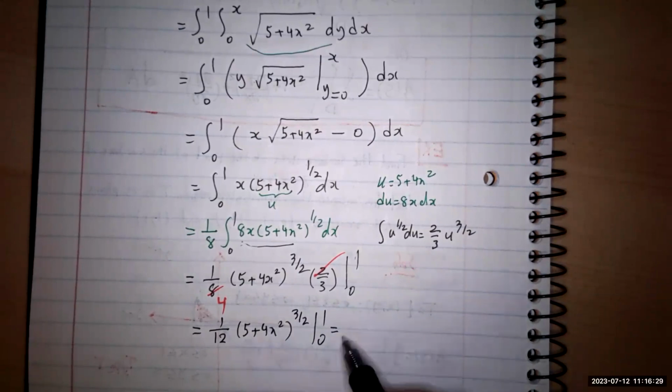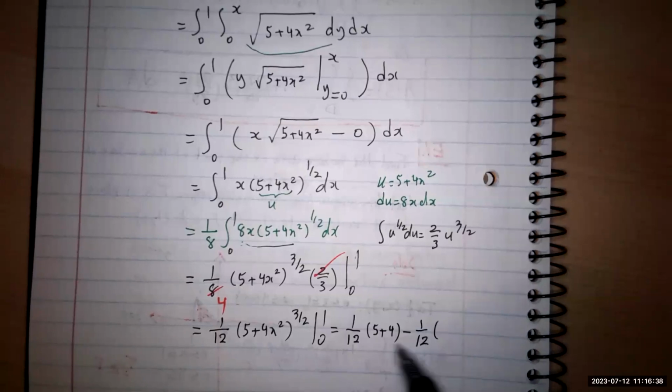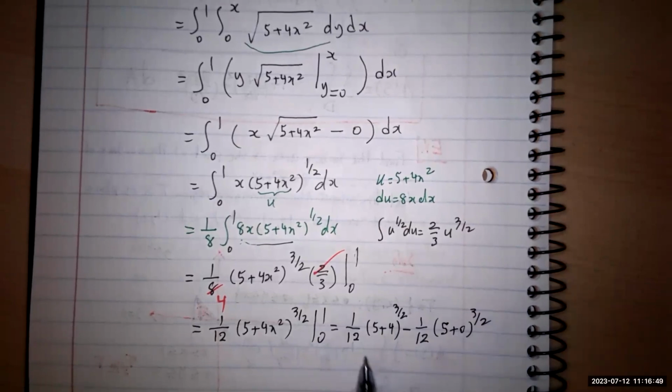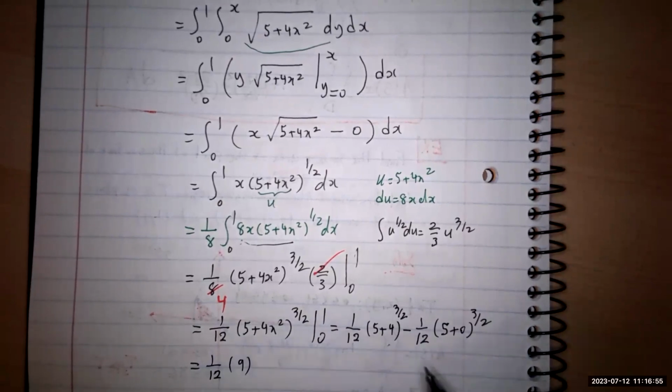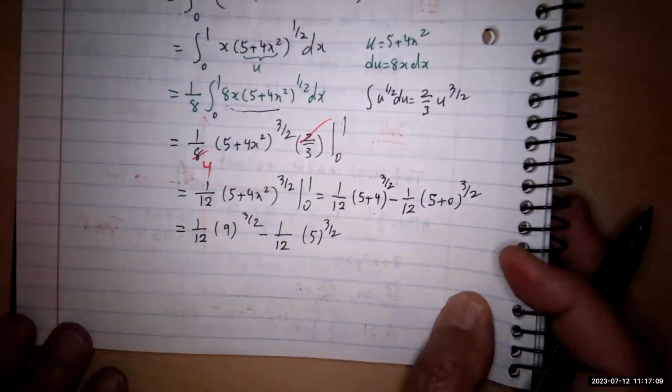Okay, if you put x equal to 1, that gives you 1/12 times (5 + 4) to the 3/2 minus 1/12 times 5 to the 3/2. Okay, 5 and 4 would be 9, so that gives me 1/12 times 9 to the 3/2, minus 1/12 times 5 to the 3/2. You can use your calculator if you like to get these numbers, but if you don't, you just simplify it a little bit, and then you're done.